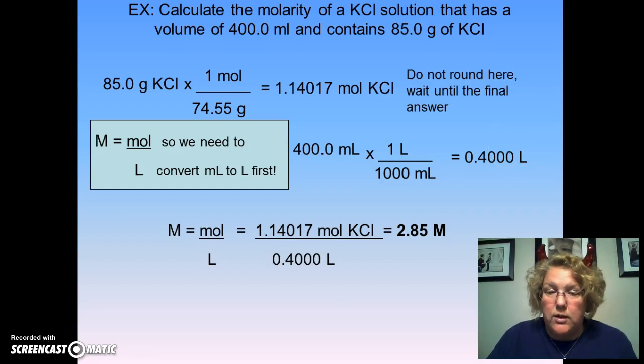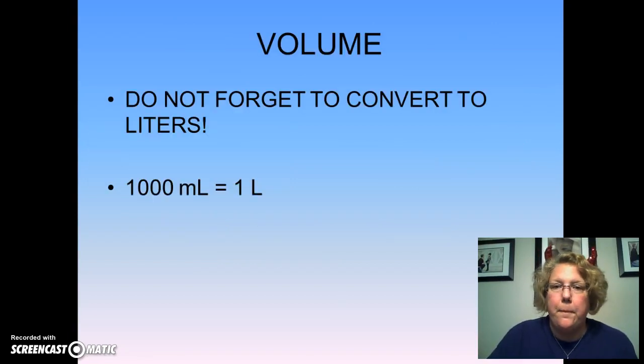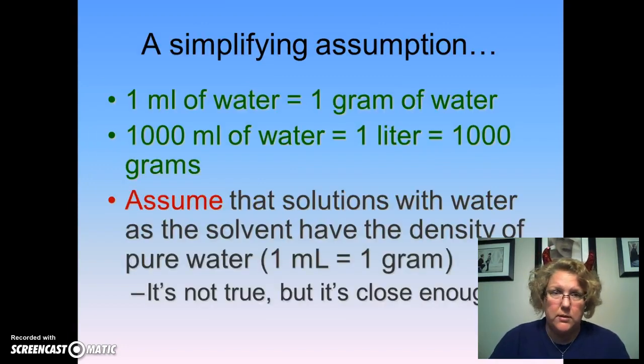Now, there's another simplifying assumption we can make, and that's utilizing the density of water. Since the density of water is 1, a milliliter of water is simply a gram of water. So 1,000 mL of water would be 1,000 grams of water. It would also be a liter. So we're going to assume that our solutions, even though they might have some other stuff dissolved in the water, are for the most part mainly water. So we're going to assume that the solution has the same density as if it were pure water. Okay, it's not true, but it's close enough for our purposes. So if we're told a solution weighs 50 grams, we can just assume that that is also going to be 50 milliliters of volume.